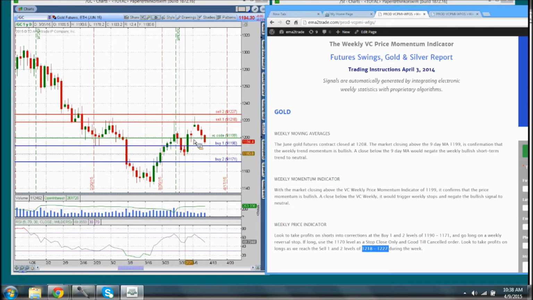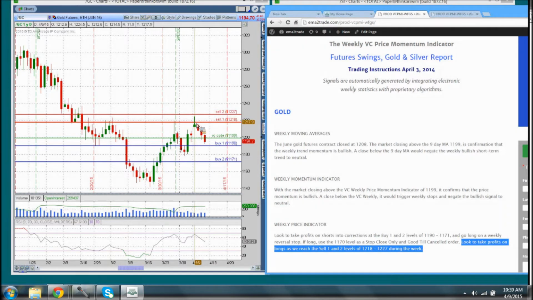Let's take a look at what happened. The signal was indicating that for the long position, look to take some profits on longs as we reach the sell 1 and sell 2 levels of 1218 to 1227. On Monday, the 6th, the high was 1224.50, triggering the sell 1 level. We texted our subscribers to liquidate their positions as the sell 1 level had been activated, and take partial profits on those positions.